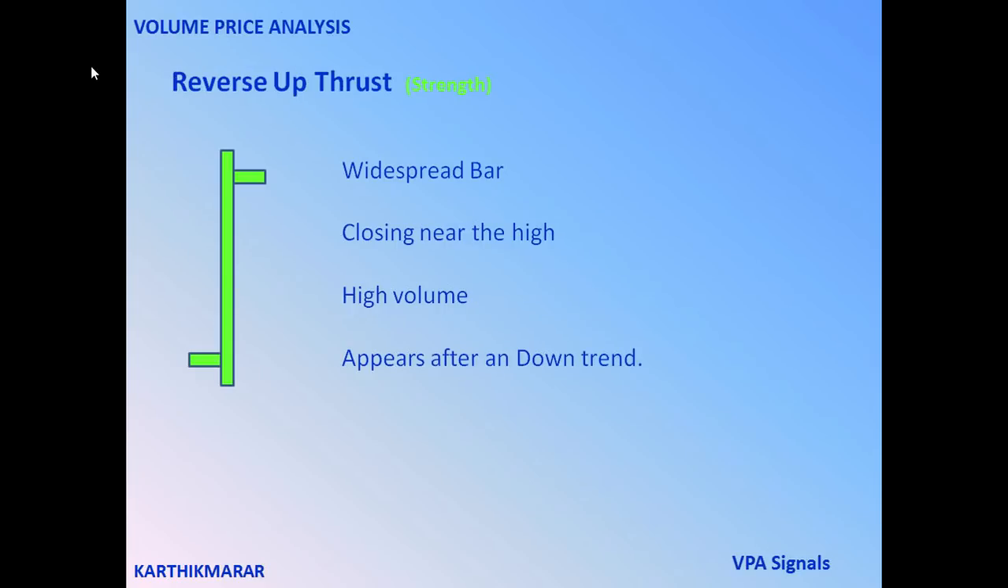The next strength indication is the reverse upthrust bar. It is exactly the reversal of the upthrust bar. It happens at the bottom, where there is a widespread bar that opens at the low and closes near the top. And it normally marks the end of a downtrend. So this is also a very useful indication for us.